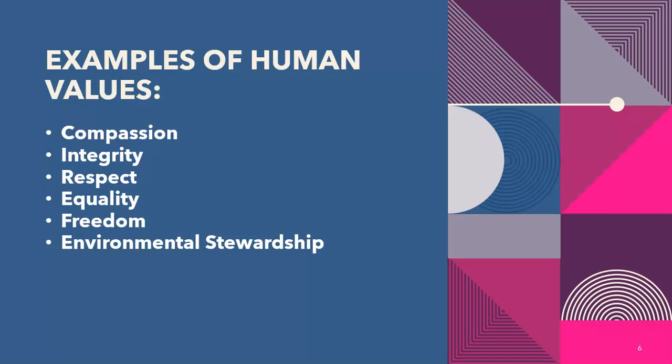Examples of human values include, first, compassion. The value of compassion emphasizes empathy, kindness, and concern for the well-being of others. It involves showing understanding, offering support, and practicing acts of kindness. Integrity. Integrity encompasses the value of truthfulness, duty, and sincerity. It involves being truthful in one's words and actions, upholding ethical standards, being accountable for our behavior, and also following through on the commitments we make.